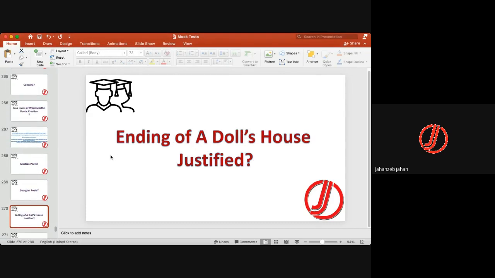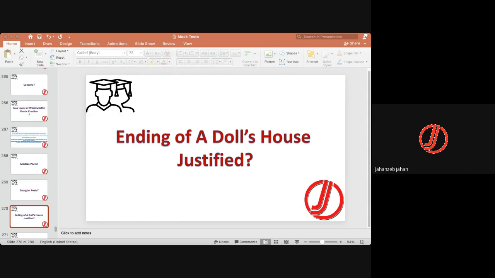Next, we have the ending of A Doll's House. Is that ending justified or not? So this question is up to your own choice. If they ask you your personal opinion, you can go either way. But the matter is, for Nora, her action was the right thing. She felt trapped. She felt like a plaything, taken down from the shelf when her husband deemed her worth paying attention to. She had no fulfillment, no individuality.